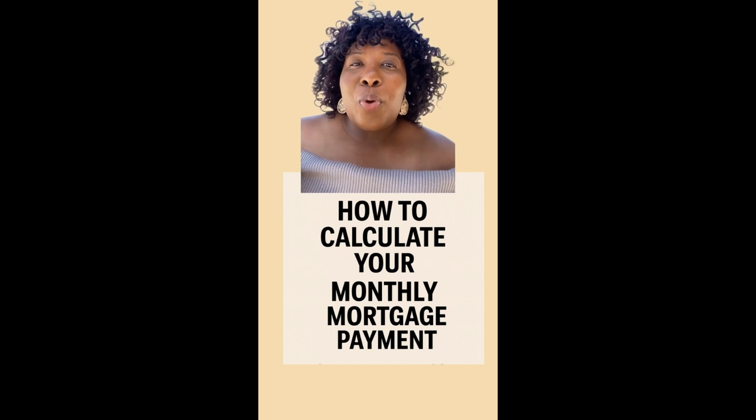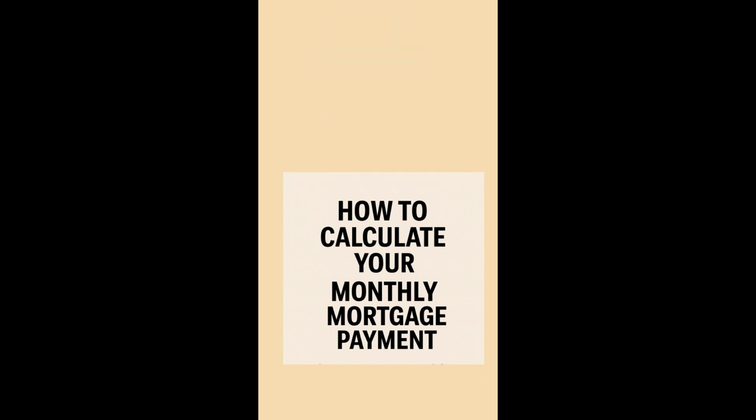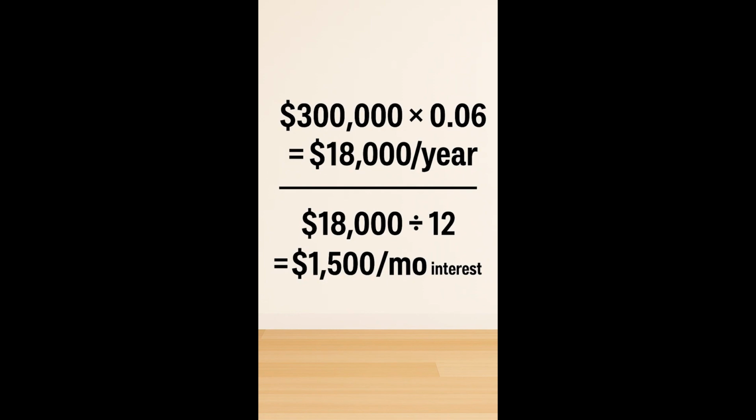Want to ballpark your mortgage payment without a calculator? Here's the 60-second method. Step 1, find the monthly interest. Take the loan amount and multiply it by the annual rate, then divide by 12. 300,000 times 6% is 18,000 per year. 18,000 divided by 12 equals $1,500 per month interest.